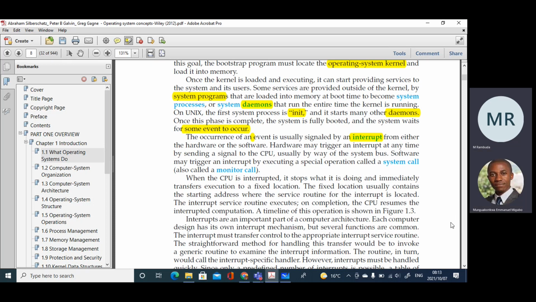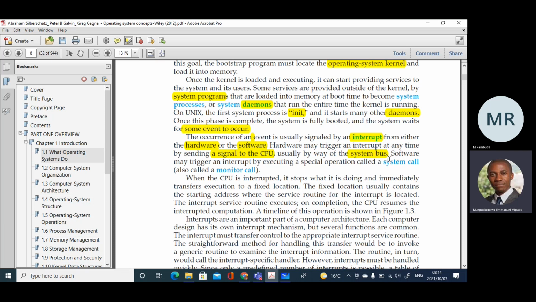So you understand when we speak about interrupt, right? Yes. Okay. The interrupt can be from hardware, in which case it's an external interrupt, like when I click on a mouse, that is read into the computer system as an external interrupt from hardware. Or it could be from software. When it comes to software, these are timer interrupts, for example, like a clock running in the background, and after some time, it overflows. Hardware may trigger an interrupt at any time by sending a signal to the CPU, usually by way of the system bus.